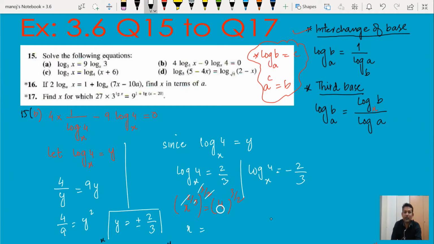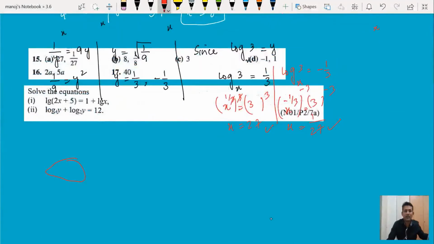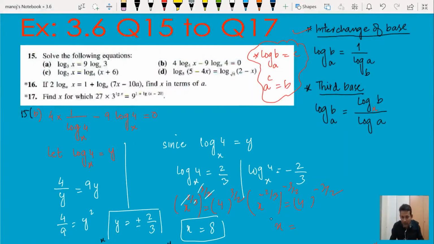When you simplify, you can use the calculator: 2 squared and 2 times this, I think just coming to 8. And for x to the power minus 2 upon 3 equals 4, when you remove this you write minus 3 upon 2, and x will come to 1 upon 8, I think so. You can see the result here. Sorry, the result is 8 and 1 upon 8. Sorry, this is 1 upon 8.